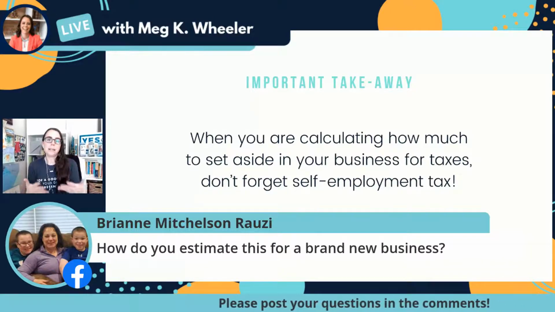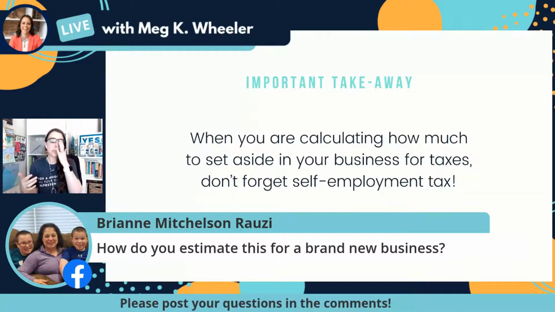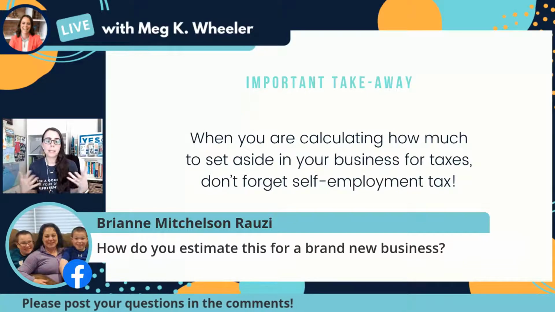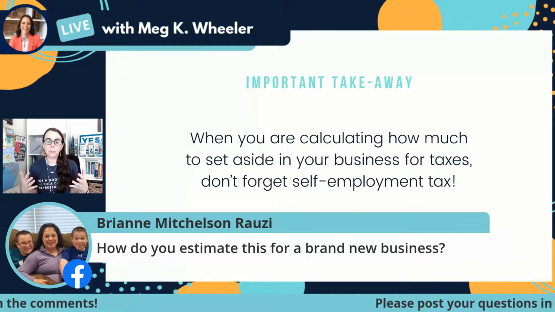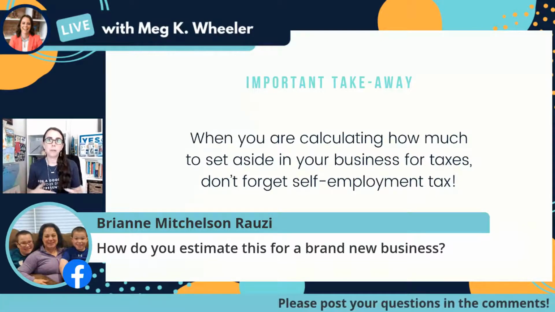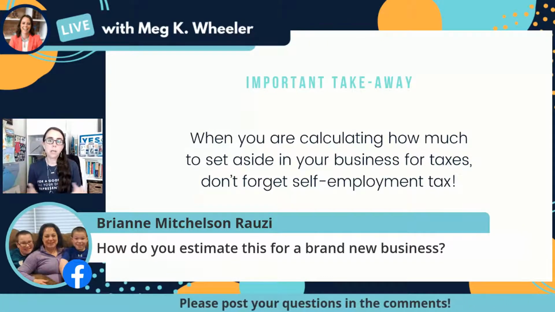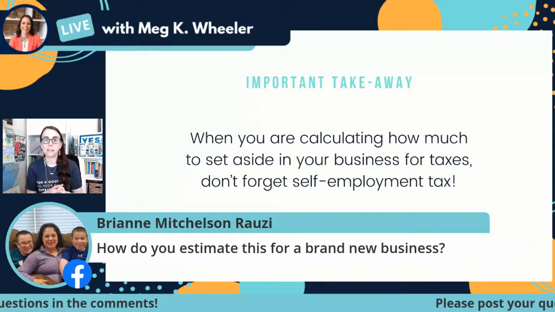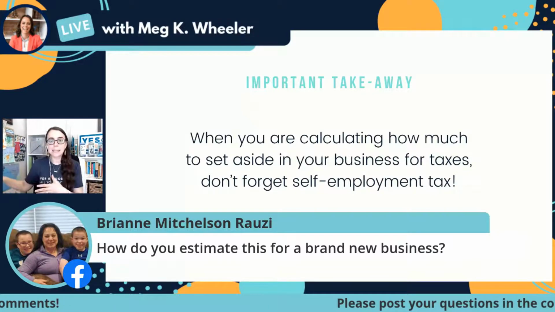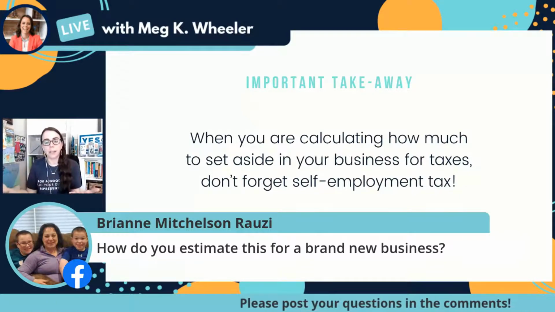You don't owe this until you've made money. So let's just say we're in March, right? Let's say that in your business so far this year, you have sold $5,000 and you've had $1,000 of expenses. So that's $4,000 of business profit, right? So you would calculate 15.3% of the $4,000. And that's what you would set aside, and then you would pay in at the end of this quarter.